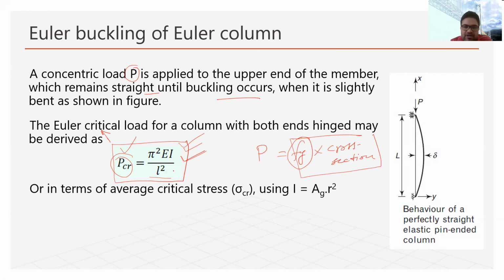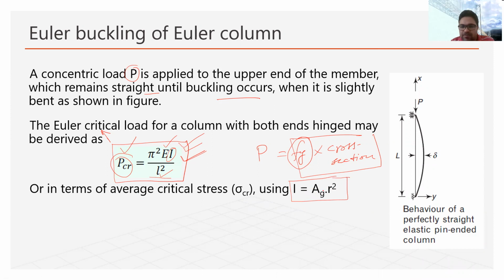Now if we try to modify it, or find it in terms of the average critical stress, one thing in the formula you can see is pi square EI by L square. L is the length of the member, E is Young's modulus of elasticity, and I is the moment of inertia of the column. The moment of inertia can be given by the formula: gross cross-sectional area multiplied by the square of the radius of gyration.